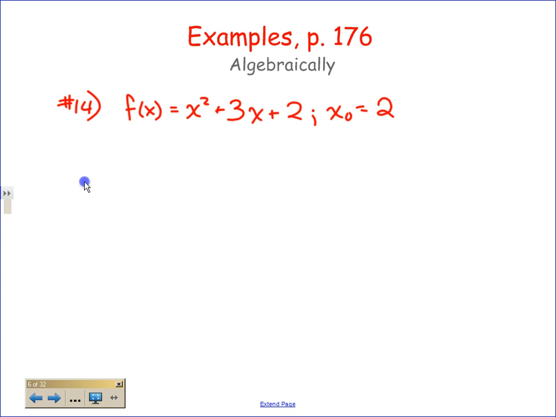Find a formula. Hold on, where's number 14? Find a formula for the slope, and then B says, like, solve. Okay. Find a formula for the slope at a point. Didn't we just talk about how there's a formula for the slope of a function at a point?